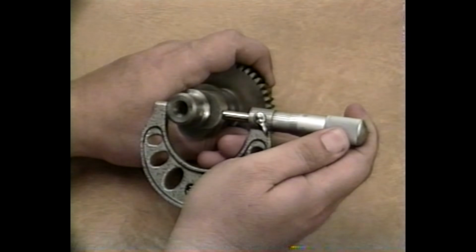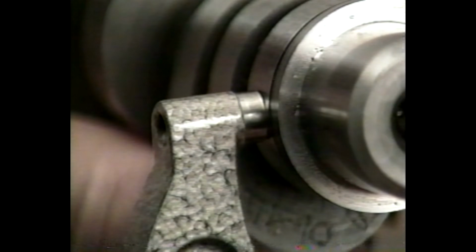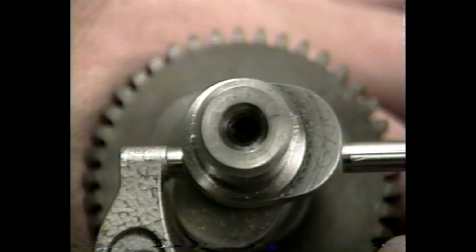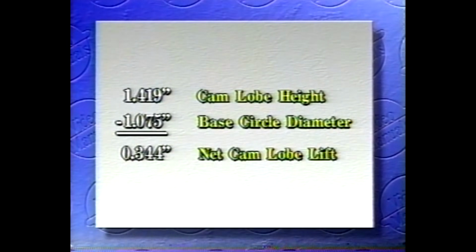Next, we mic the cam lobe itself by placing one anvil on the highest point of the cam lobe and the other anvil on the base circle. If we were to draw a straight line from anvil to anvil, it would pass through the center of the base circle. Once in position, we take the reading from our mic for the cam lobe height, which is 1.419 inches. Now, we subtract the base circle diameter of 1.075 inches from the cam lobe height of 1.419 inches, leaving us with 344 thousandths for the net cam lobe lift.